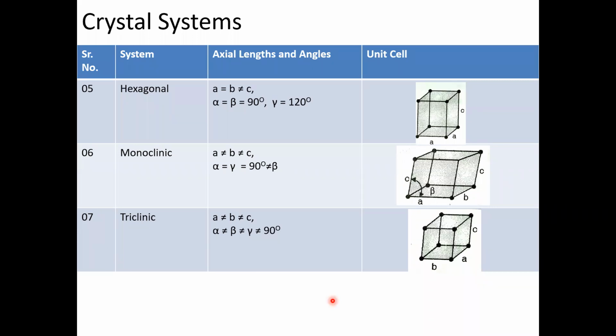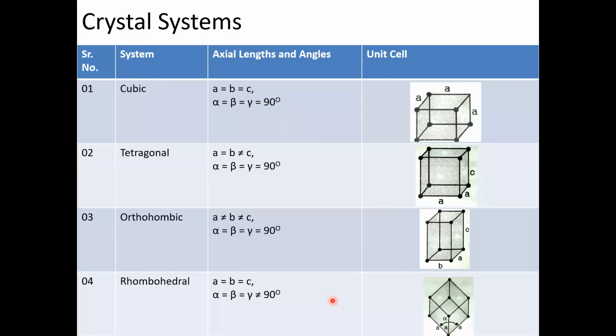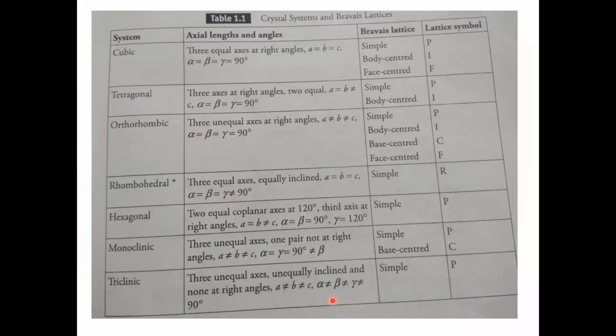So based on this relation between lattice parameters, that is a, b, c and alpha, beta, gamma, these 7 crystal systems are generated. You must know the relation between a, b, c and alpha, beta, gamma for each crystal system. That we discussed yesterday. Then we are going towards the next topic; yesterday we learned the 7 crystal systems.